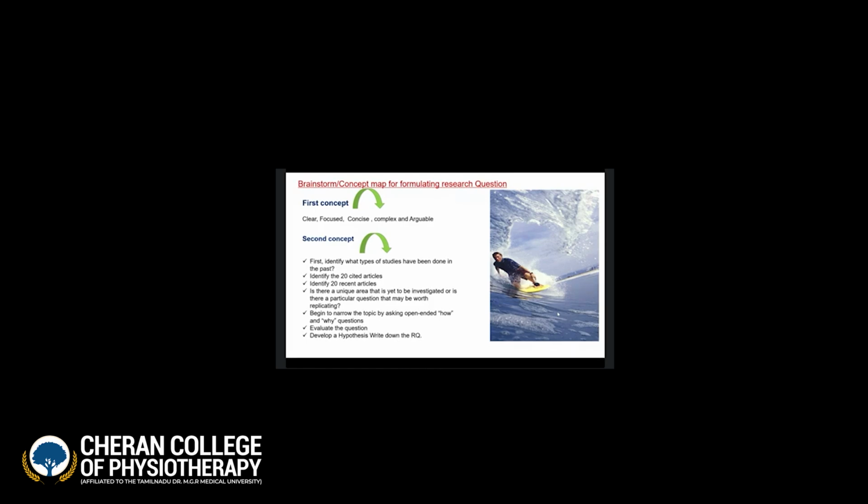You should always look for a unique area, to find whether the investigation of this particular question may be worth replicating. Am I just replicating this question by different means, just giving a different frame to it, or is it worth contributing to the scientific community as evidence-based practice? So we need to begin and narrow down the topic, as I mentioned earlier, take care of the characteristics, evaluate the question, then formulate a hypothesis, then write an effective research question, of which I gave you earlier examples also.